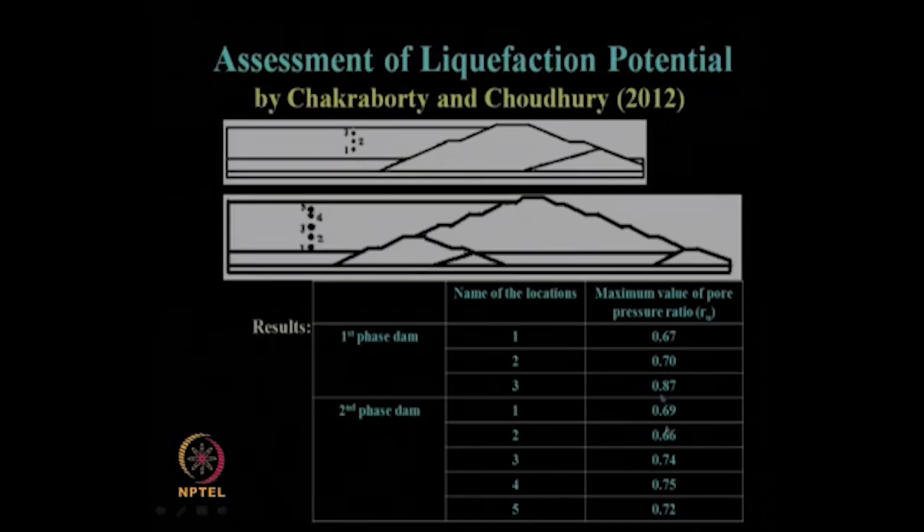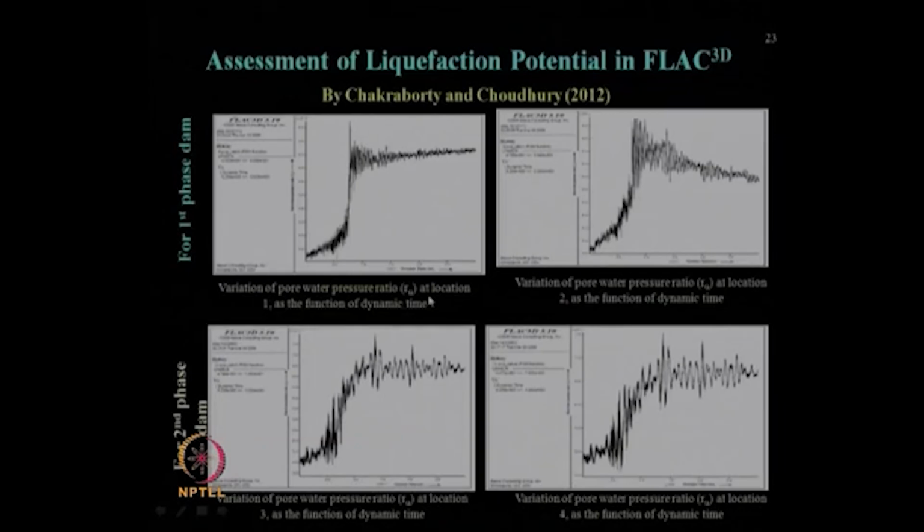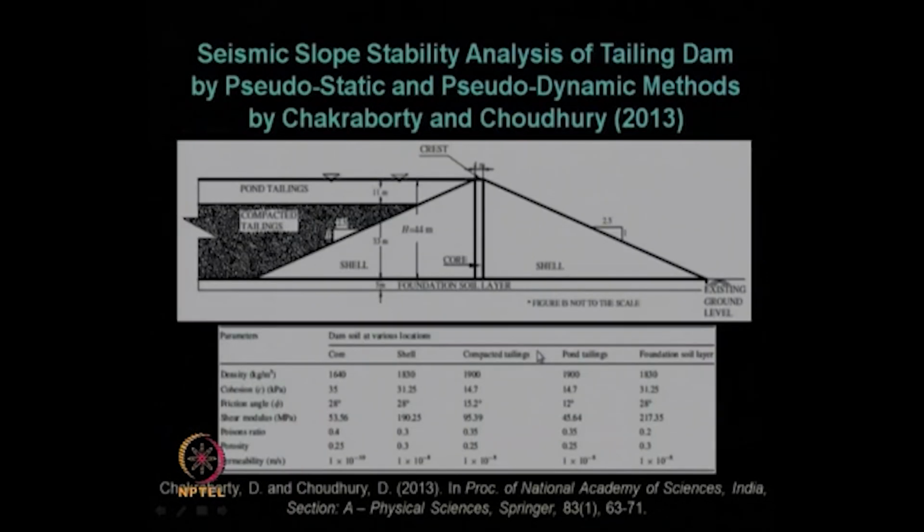So, we ensured what the values of possible liquefaction potential are, to make and recommend the safety measures of this tailing dam. This is the behavior of the first phase as well as the second phase of the dam under liquefaction condition in FLAC 3D. This is the typical output you will get for liquefaction analysis at different heights and locations.